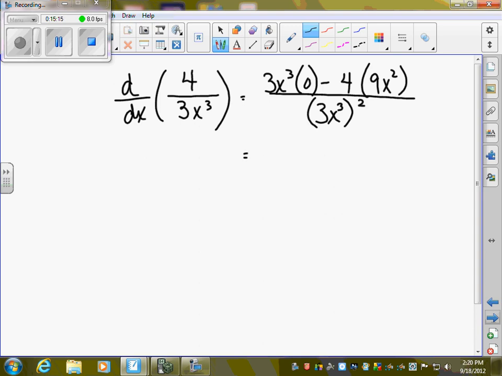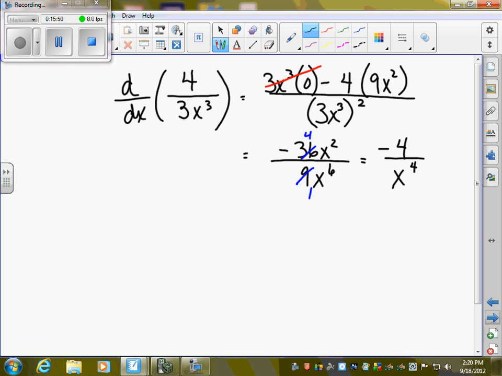Now, a lot of you are going to mess up on some of the algebra and simplifying here. This is going to be 0. We're going to have negative 36x squared over, now everything here is going to get squared. 3 squared would be 9. X to the third squared would be x to the 6th. Remember, exponent to exponent, you multiply the exponents. But then that simplifies. 9 goes into 9, 1. It goes into 36, 4. And then x squared and x to the 6 would simplify to give me negative 4 over x to the 4th.